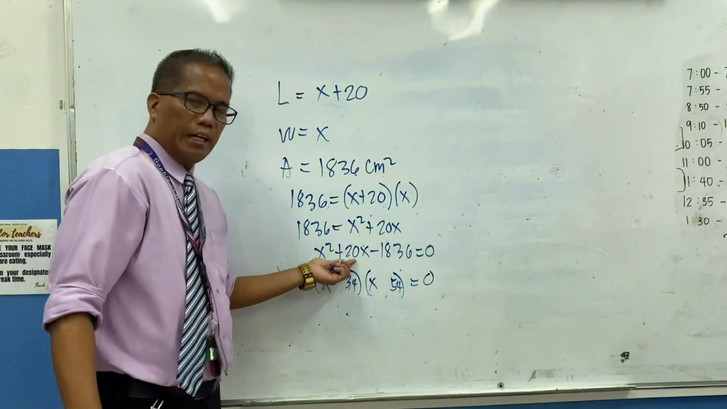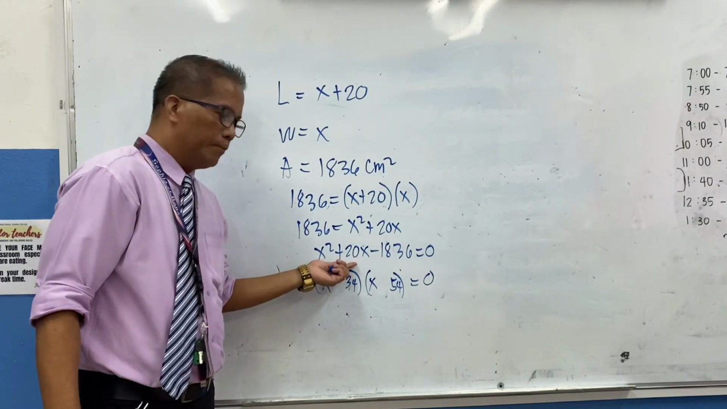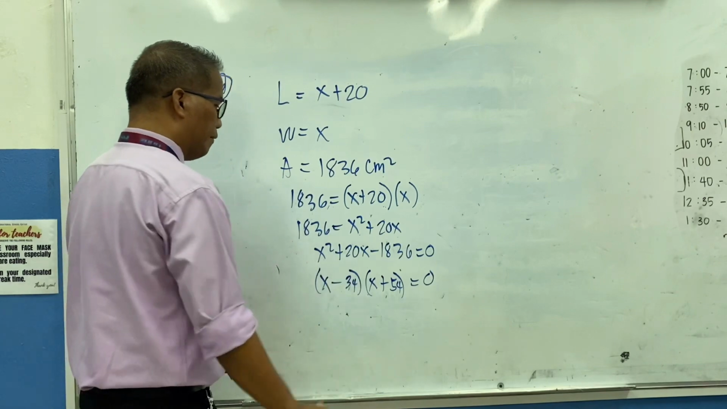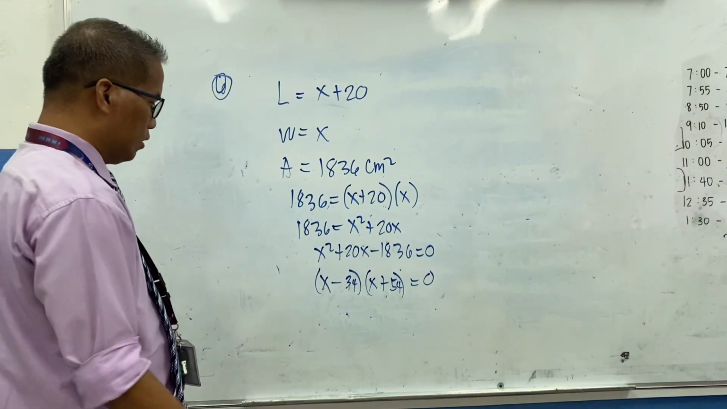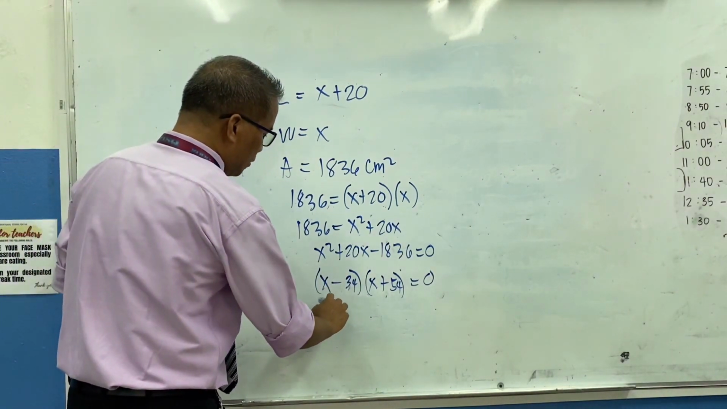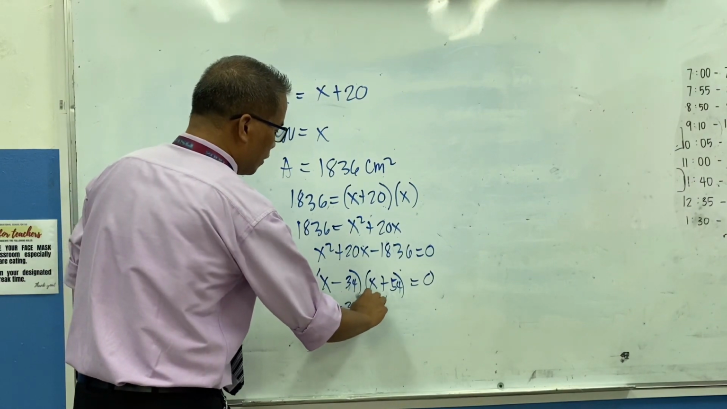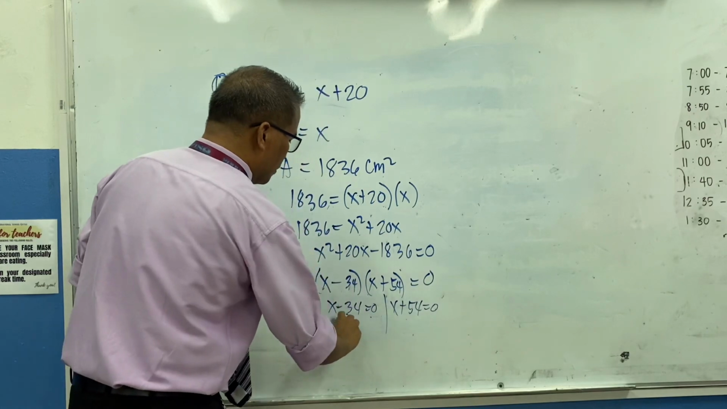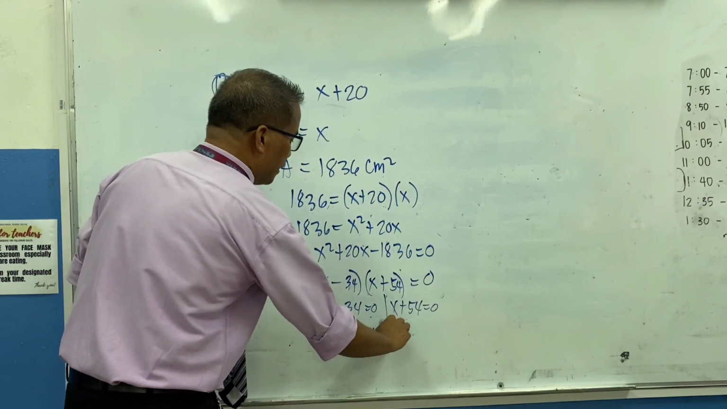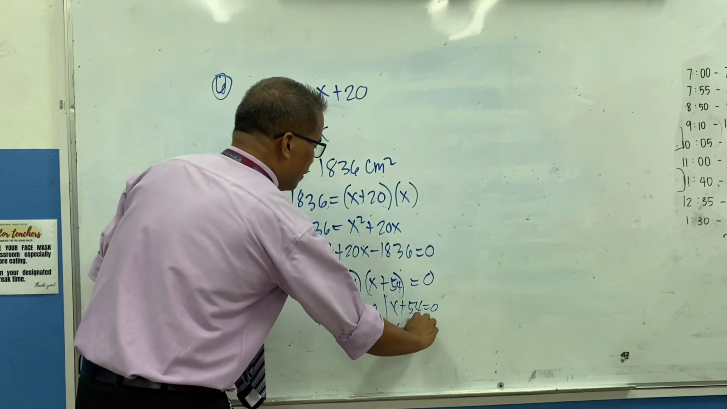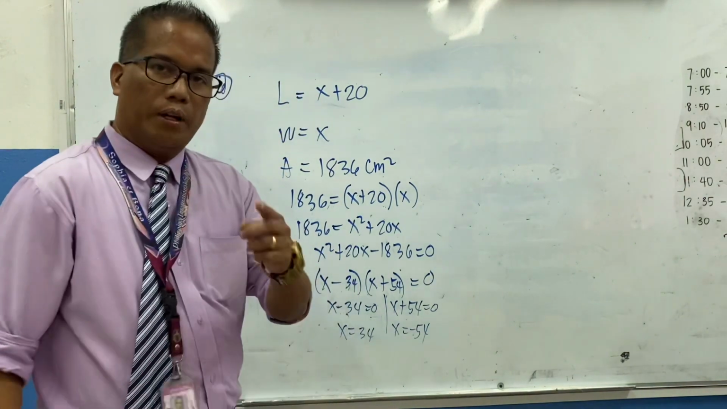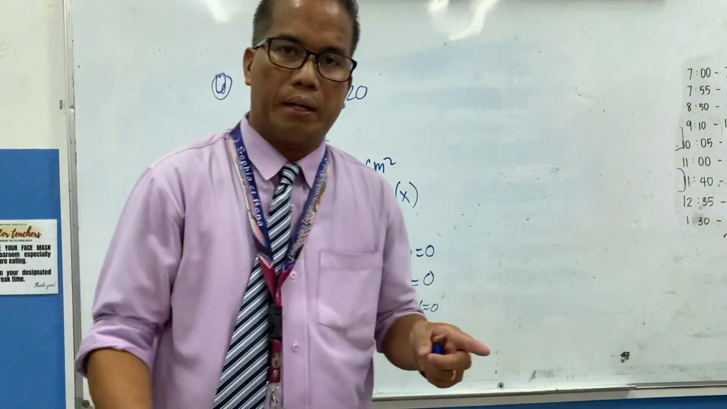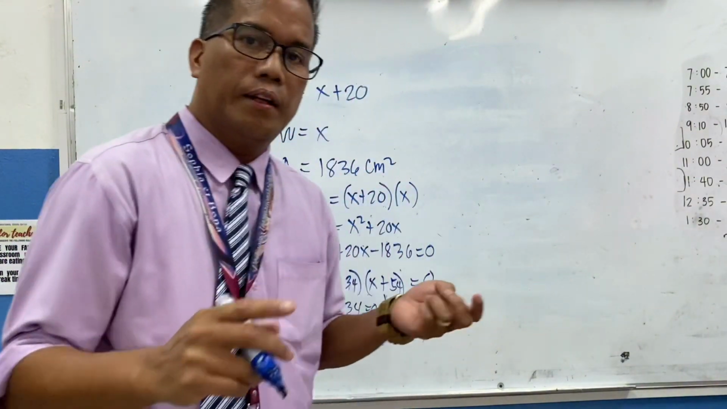Then look at the sign of the middle term. So we have positive, we will assign positive to the bigger factor. So here is negative. Then we will equate this to 0. We have now x minus 34 is equal to 0. Then x plus 54 is equal to 0. So x equals 34, then x equals negative 54. So we will use only the positive value of x. Why? Because there's no negative length.